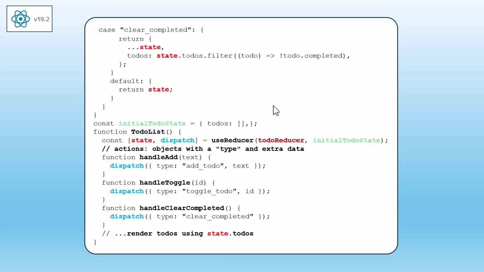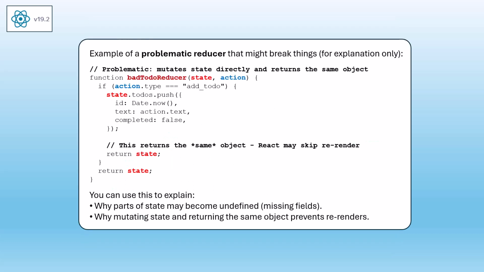Actions are what your dispatch sends. Conventionally, an action is an object with a type property plus optional additional data. Your reducer examines the action's type and selects how to compute the next state. If you ever discover that part of your state becomes undefined after a transition, or nothing changes when you expect it, check your reducer. Maybe you didn't cover a certain action case, or maybe you forgot to carry over unchanged state fields.